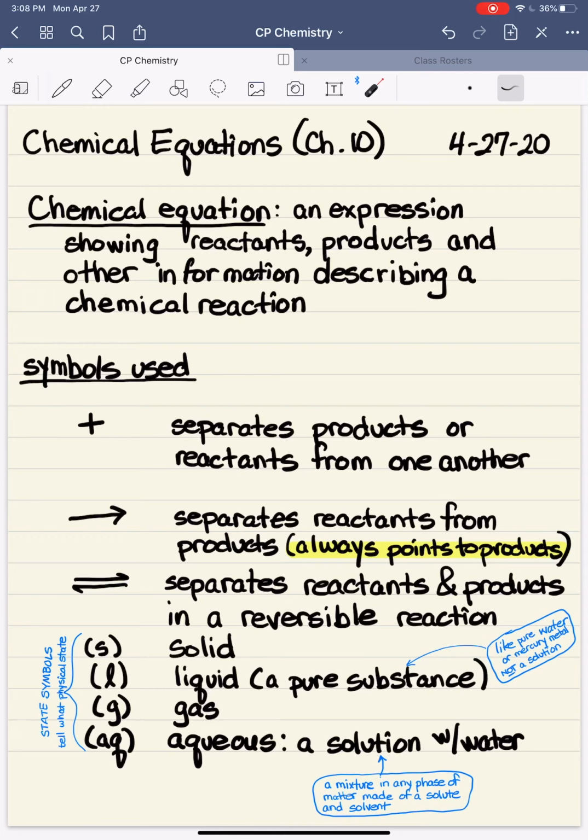Now, solutions are a mixture in any phase of matter. Even solids can be solutions. Alloys, for example, are solutions of different metals. The air we breathe is a solution of different gases. Okay, so solid, liquid, gas, and aqueous. Those are our 4 state symbols.